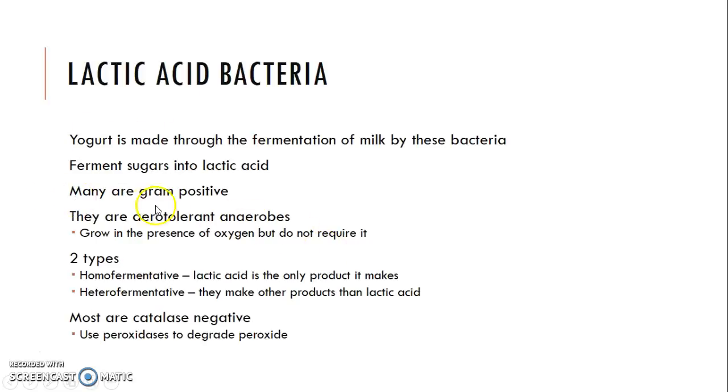So they're aerotolerant anaerobes, so they grow in the presence of oxygen but don't require it. Generally, there are two different types of fermentation: homofermentative and heterofermentative. Homofermentative means that you make one product from fermentation, so if you're homofermentative for lactic acid, you only make lactic acid. If you're heterofermentative, you can make various products from fermentation. These bacteria make lactic acid as well as other things. And most of these bacteria are catalase negative.